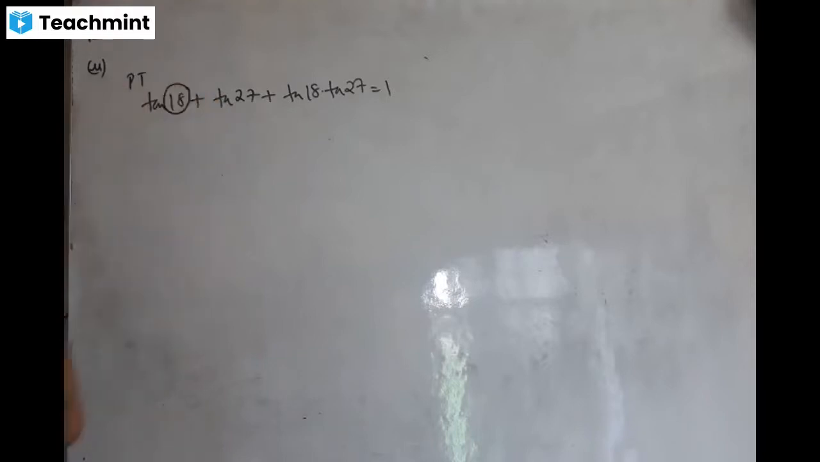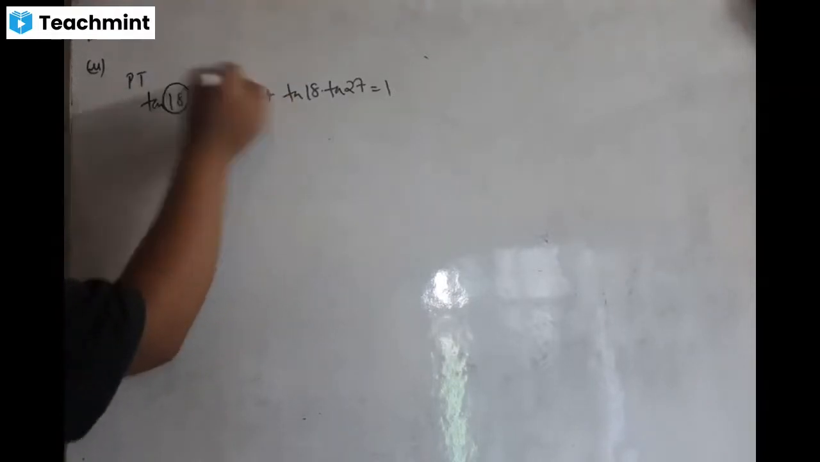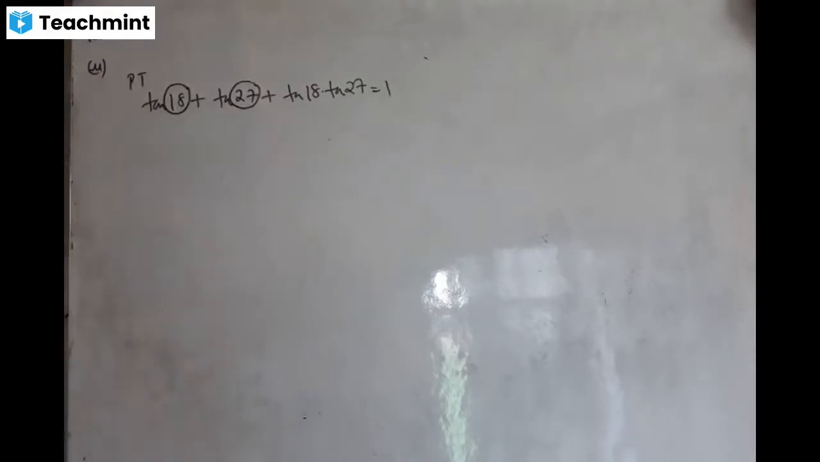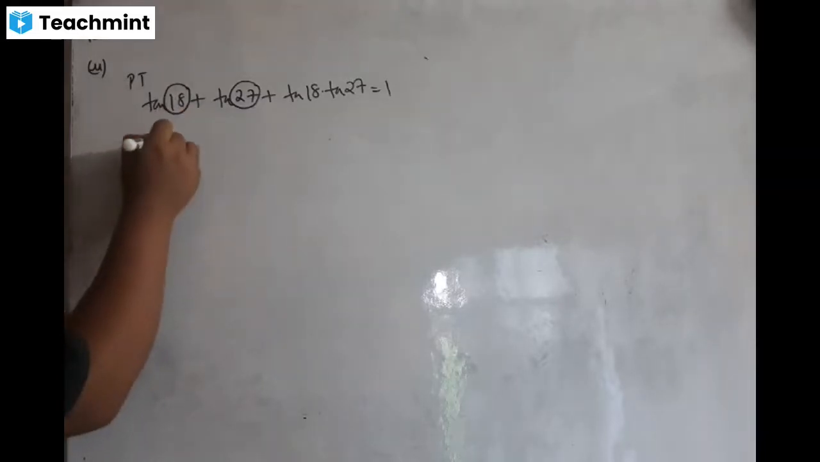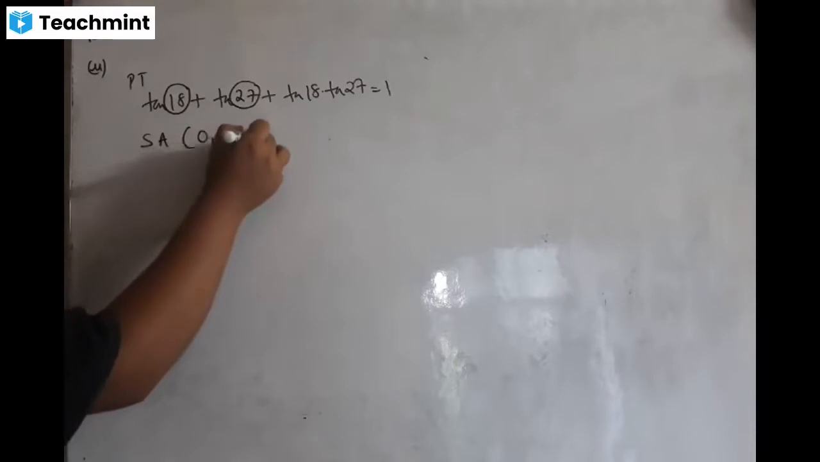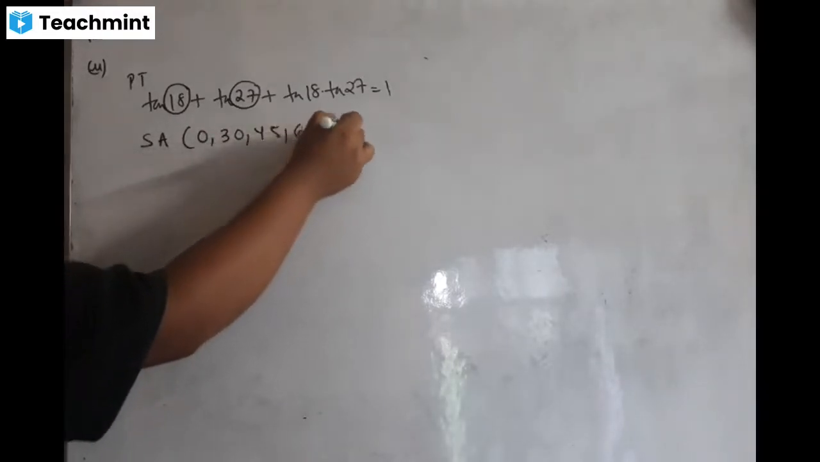Look at this, everyone. What is the angle that is given? 18. And what is the angle given out here? 27. What is the sign in between them? Plus. So what is 18 plus 27? I am waiting. So 45. Yes, isn't 45 a standard angle? Standard angles are 0, 30, 45, 60 and 90.